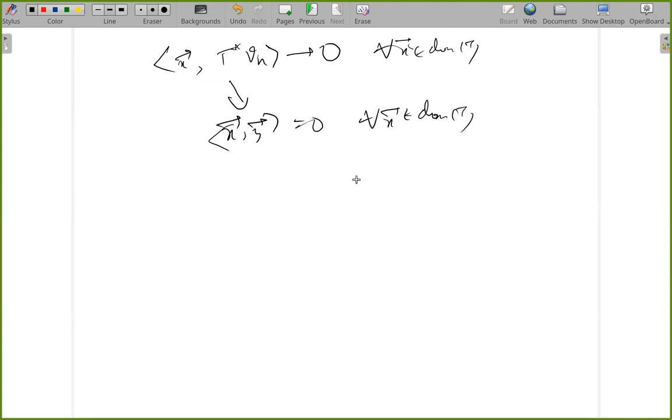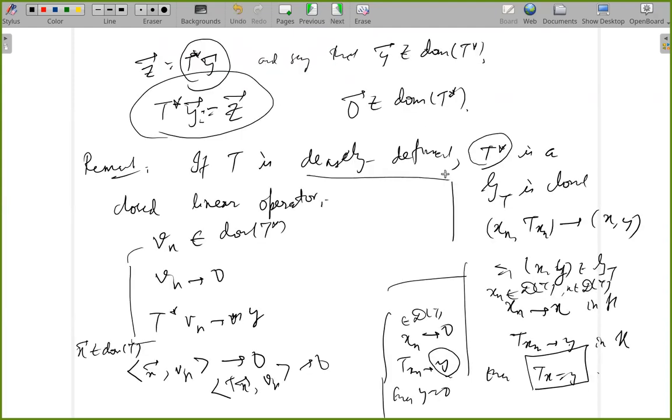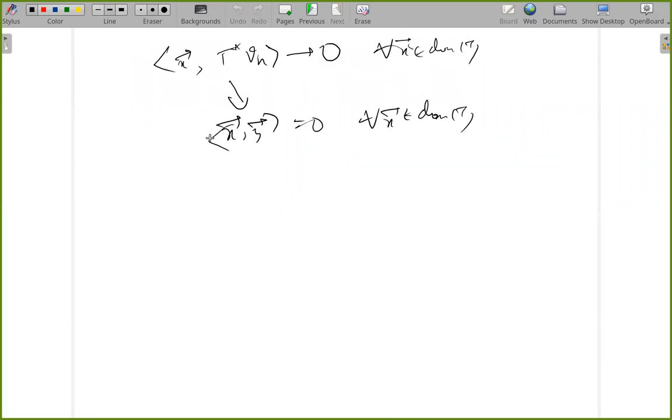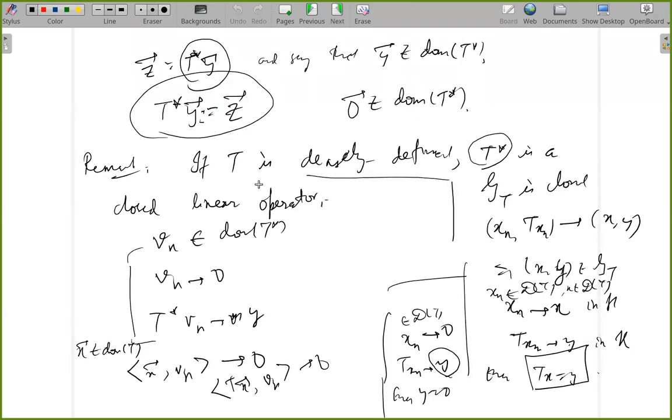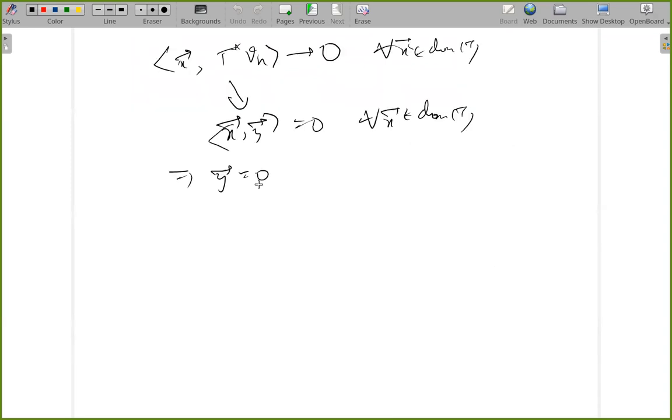Now, how do I complete the proof? I just use the condition that T is densely defined. On a dense set of x, you have this, so this implies y must actually be equal to 0. And that proves that the graph of T star is actually closed. So whenever T is densely defined, T star is a closed linear operator. Again, T star need not be non-trivial. It could be something very uninteresting, just that it is closed.